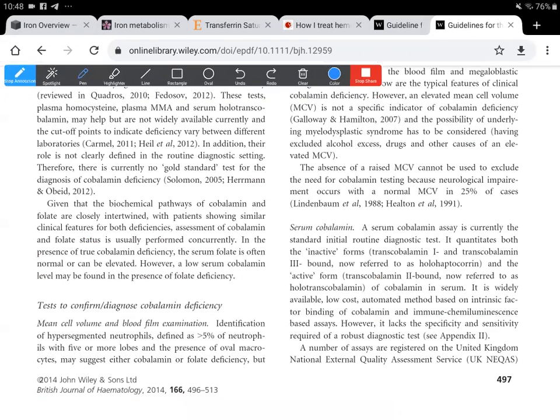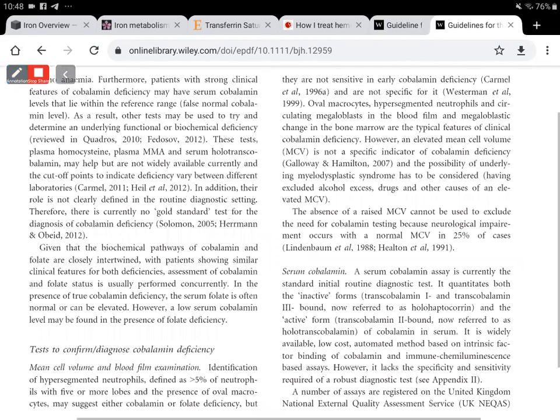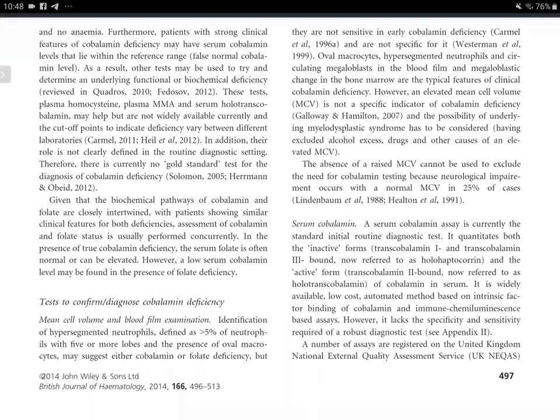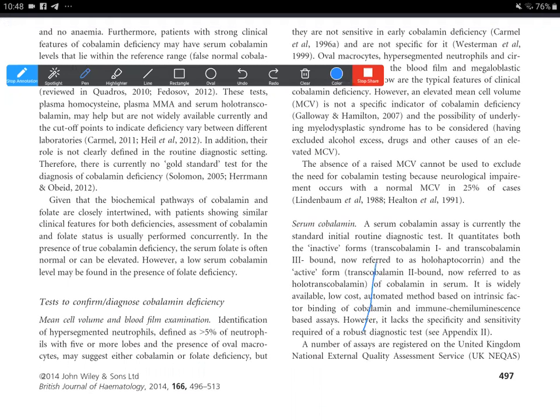So now, the tests to confirm the diagnosis of cobalamin deficiency. What will they be? We'll start from the very beginning: first the CBC and then the peripheral smear. There is identification of hypersegmented neutrophils, that is, more than 5% of neutrophils with 5 or more lobes. So they have to have 5 or more lobes to be hypersegmented, along with the presence of oval macrocytes.